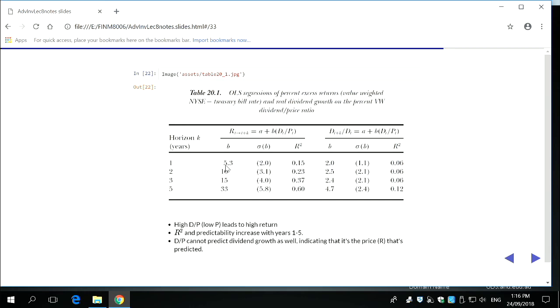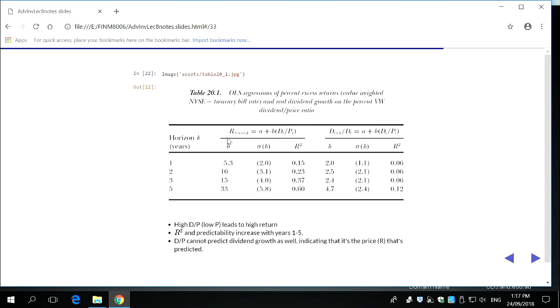What you see here is that b is significant. Right, so 5 divided by 2, that's more than 2. 10 divided by 3. 11 divided by 4. 33 divided by 6. They are all significant in terms of t ratios, t values. And R squared here is quite big. So that means the high DP ratio will lead to high returns.